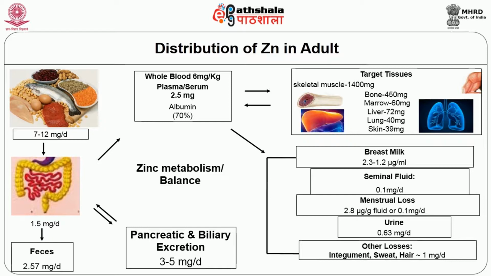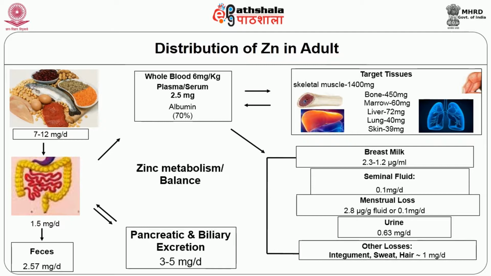That is also in equilibrium with the other target tissues, like I said, skeletal muscle, bone, marrow, liver, lung and skin. These are the organs that store zinc, and when there is a deficiency of zinc, they redistribute it to plasma, and it maintains the plasma concentration throughout the life cycle. So only when there is a depletion of all this storage zinc do we find very low amounts of plasma zinc.